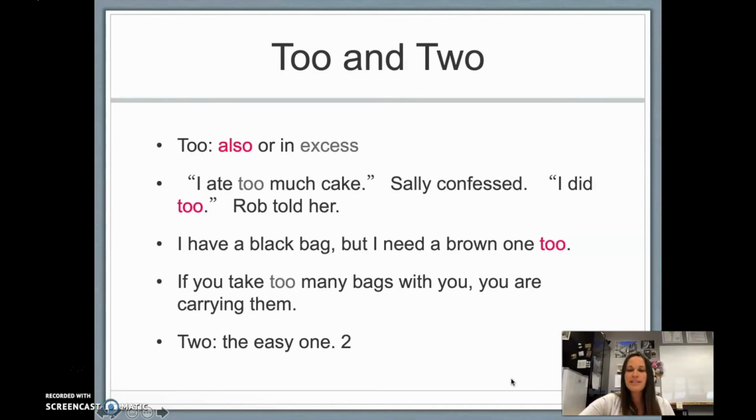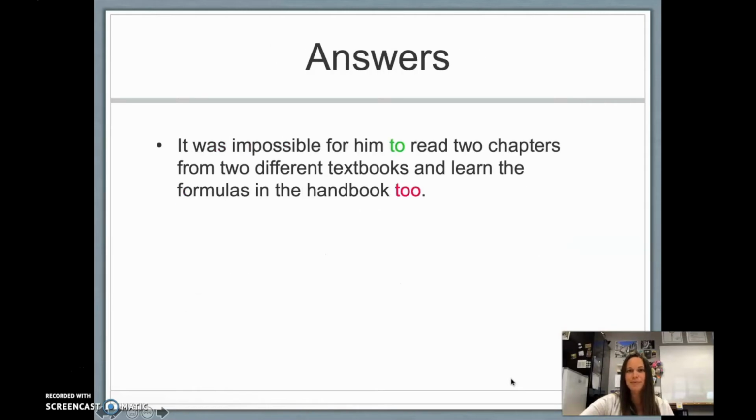And then, of course, the 2 with the W, that's the easy one. That is the number 2. All right, so the answers. It was impossible for him to read 2 chapters from two different books and learn the formulas in the handbook too. So the first one is the infinitive form of the verb to read. The second one is the number 2, and the third one is the word also, right? Learn the formulas in the handbook also.